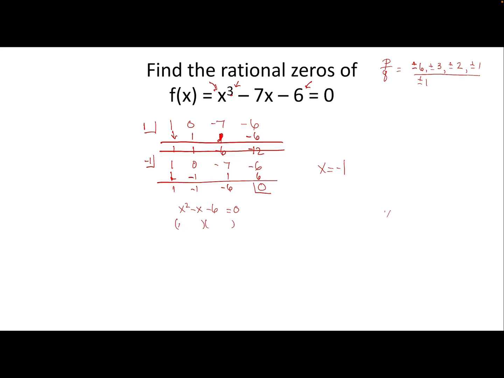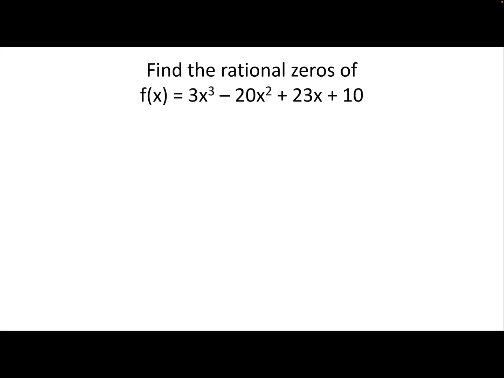Well, I can factor this. X times x gives me x squared. I want factors of 6 that will subtract to become a negative 1, so I need a negative 3 and a positive 2. And then I find the other two solutions. X is going to be a negative 2 and a positive 3. So here are our 3 rational zeros of this function.